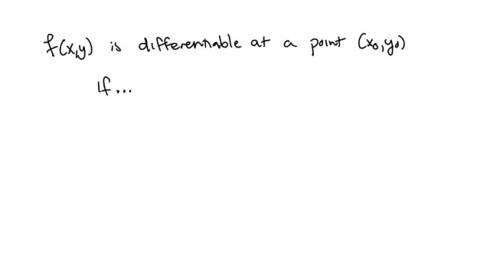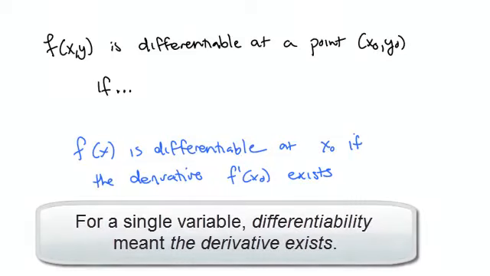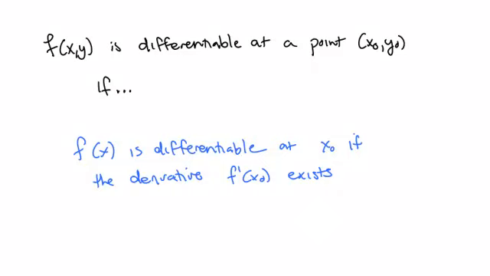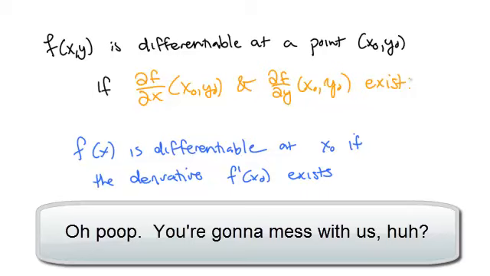What does it mean for a function to be differentiable at a point in 2D? Well, remember in Calc 1, the definition we used was f of x is differentiable at x naught if the derivative f prime at x naught exists. So it seems reasonable that the definition we should take for a function of two variables, who has two derivatives to work with, del f del x, del f del y, is that they should exist. I mean, what could be more obvious?